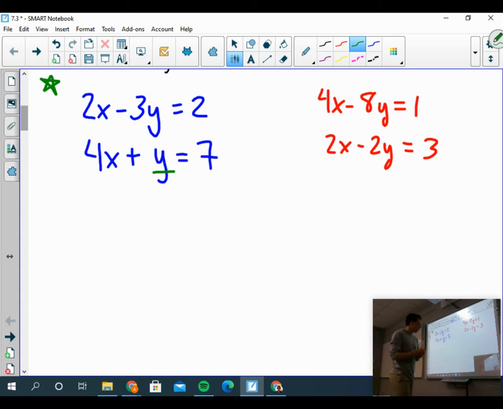Whereas if we look at the red system, man, there is no good variable to get by itself. All of our 4 variables, our 2 x's and our 2 y's, have coefficients. I'm going to end up with some sort of nasty fraction if I try and do substitution with that problem. This is why we learned, or we're going to learn, elimination.